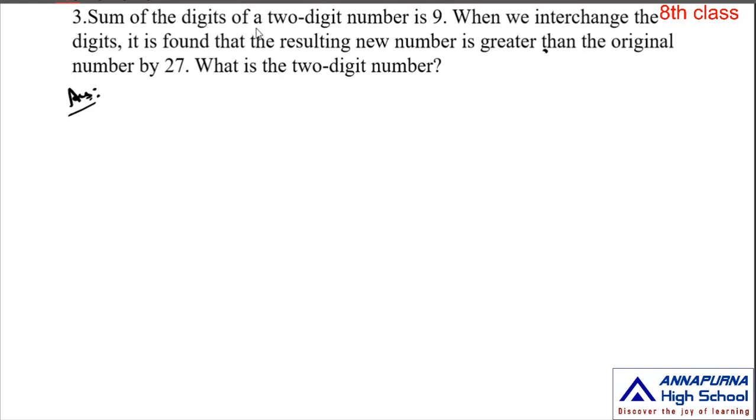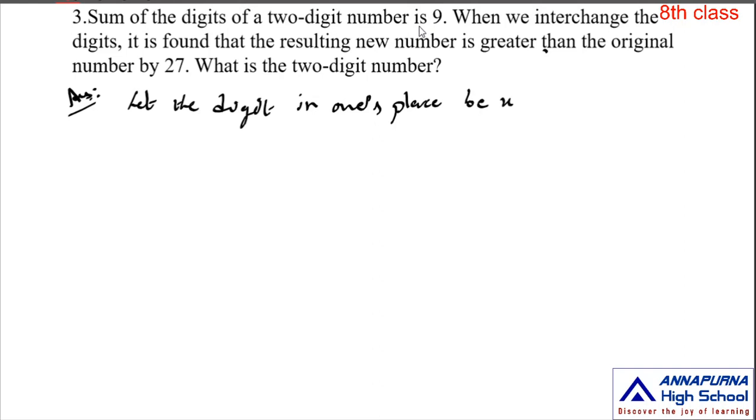Okay, so no need to present the 2 variables. Why? Because here the relation is given. The sum of the digits of a 2-digit number is 9. So out of the 2 digits, we can take any one digit as x. Here I am taking the digit in ones place to be x.